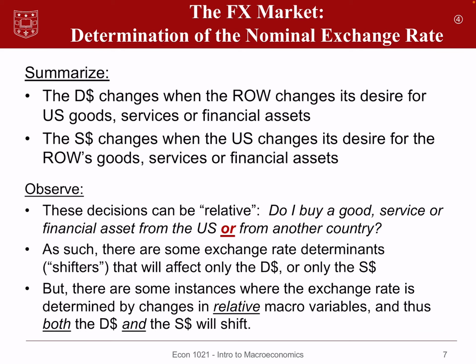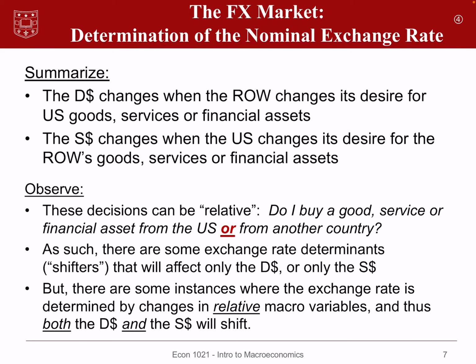And the supply of dollars is going to change when the US changes its desire for the rest of the world's goods and services and financial assets. So if the US wants more of the rest of the world's stuff, then the supply of dollars is going to go up. If the US wants less of the rest of the world's stuff, then the supply of dollars is going to go down. Now, to lead us to the big payola screen or slide that happens next, what I want to do is just make an observation. So some of these decisions about whose goods or services or financial assets am I going to buy are going to be relative.